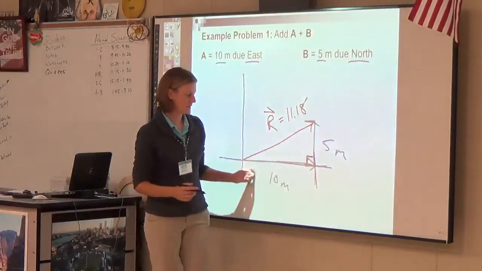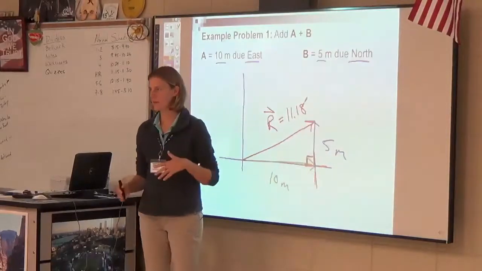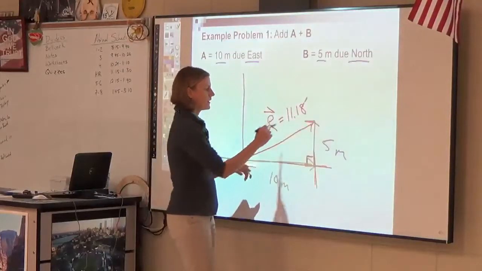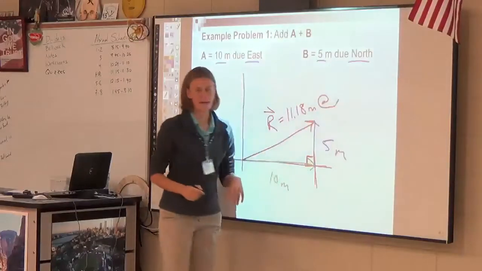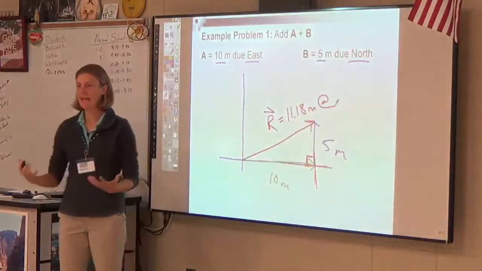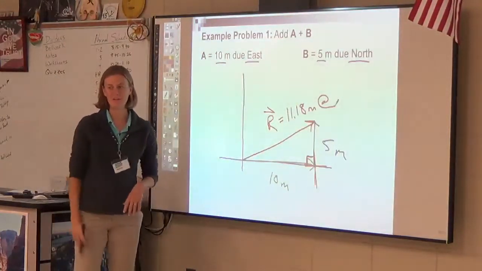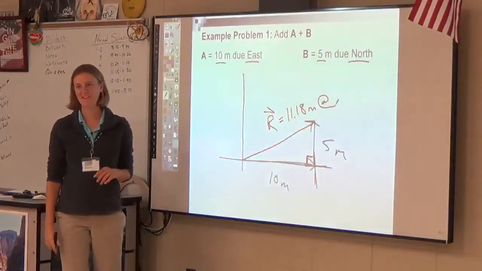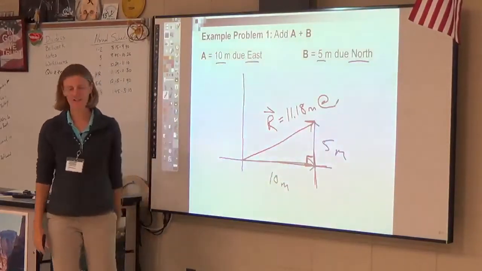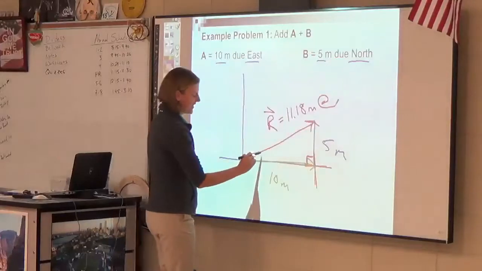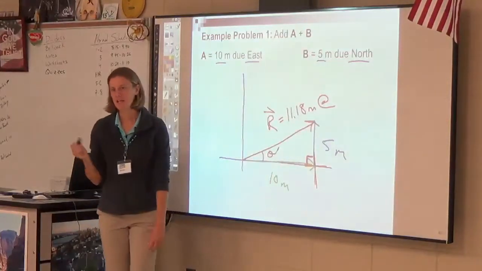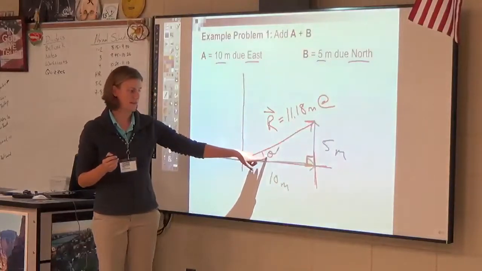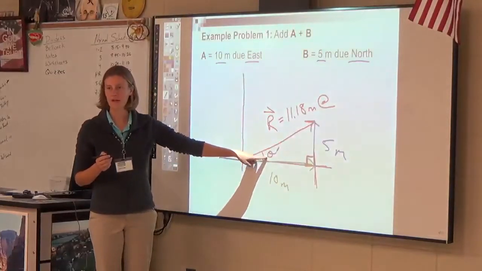That makes sense, a squared plus b squared. That's kind of why I had you do that in the summer work as well. 11.18 meters, but that's not enough for my answer. It's got to have magnitude and direction, and I can't be skimpy and just say northeast. I need an exact answer. And since this is a triangle, and now you guys have had trig, you should be able to tell me that angle. How would you do it?